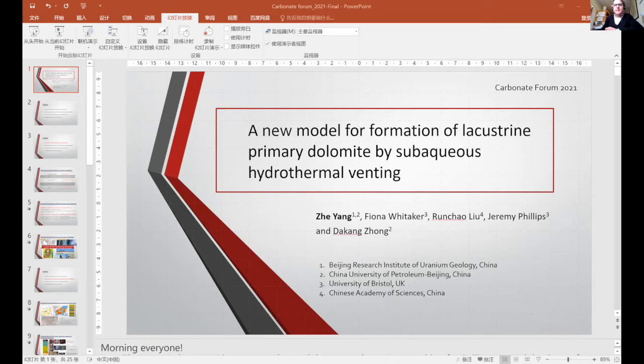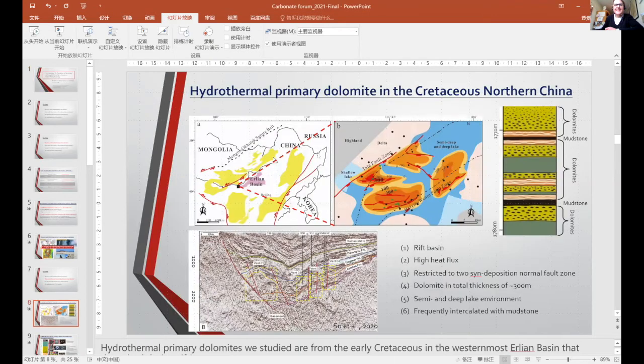Show map with thickness. Okay, I see that from Fiona. Yeah. Yes. Yeah, showed map. Okay.